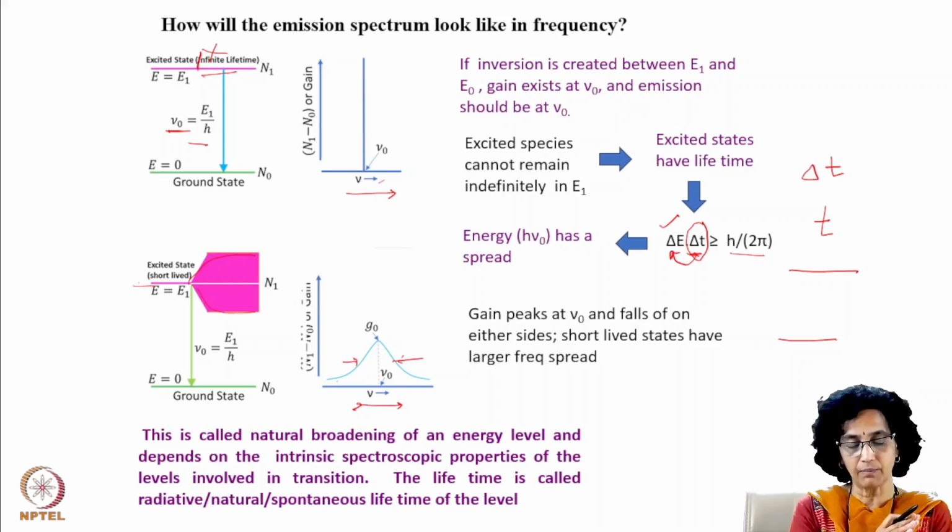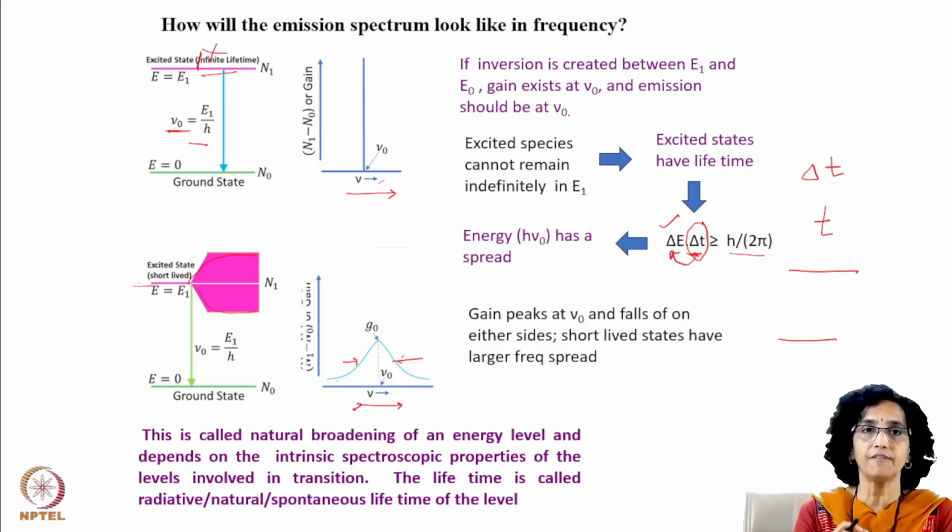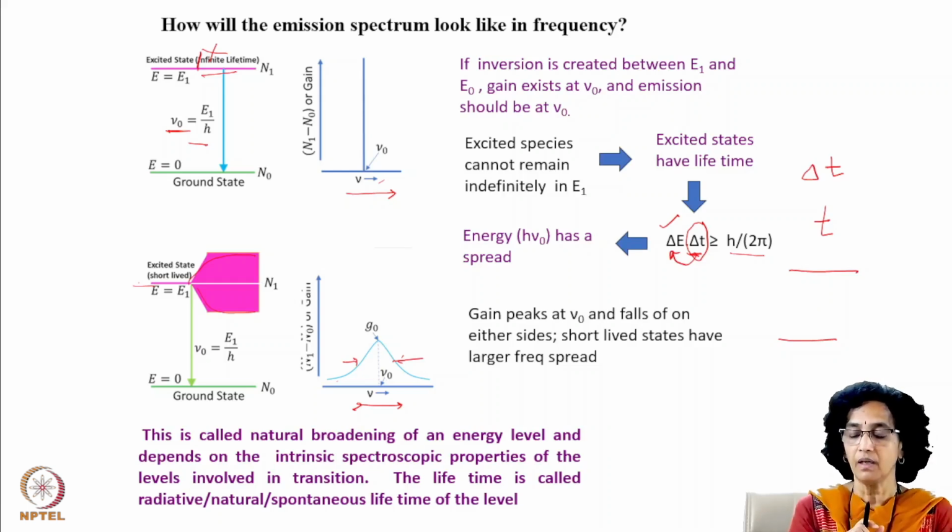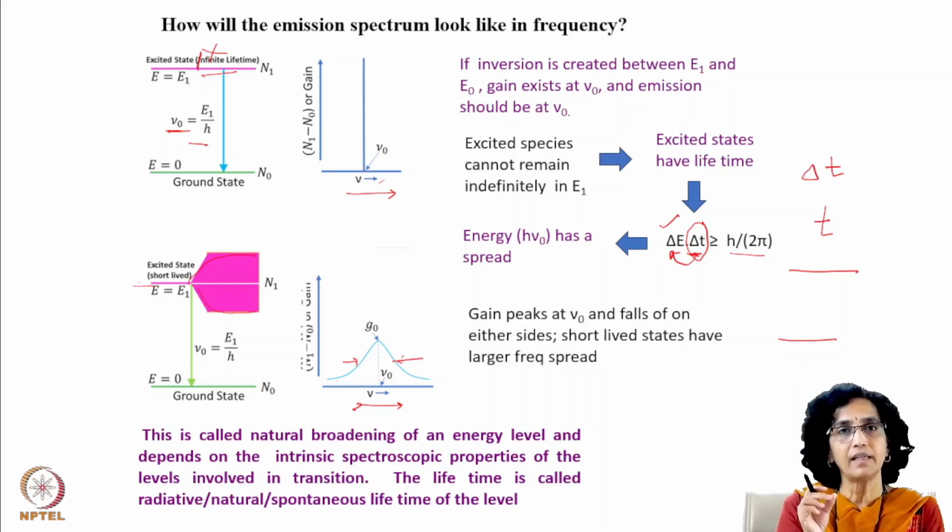This lifetime is also called the radiative lifetime, natural lifetime, or spontaneous lifetime of a particular energy level. Now, if you have a short-lived excited upper level, that means delta T is very small. Then how would the energy spread be? Delta E will be very large.